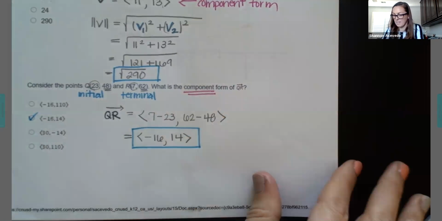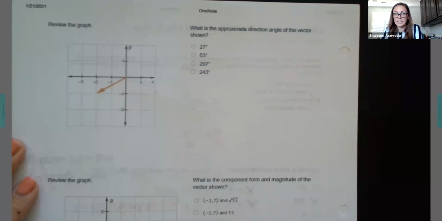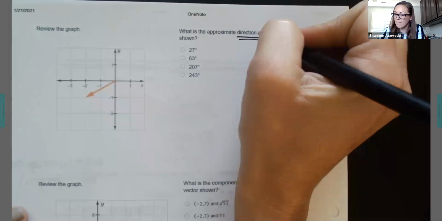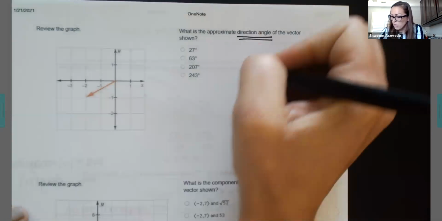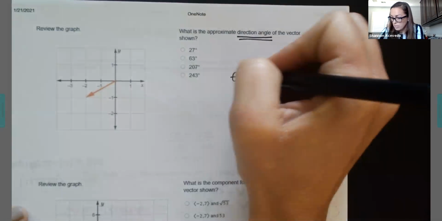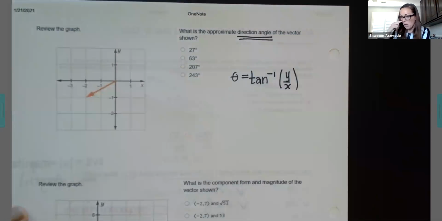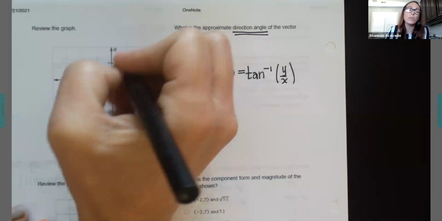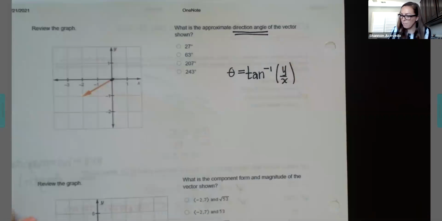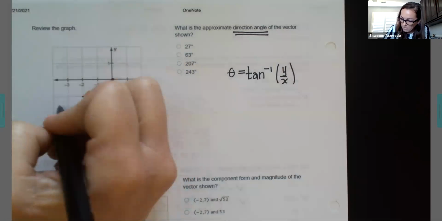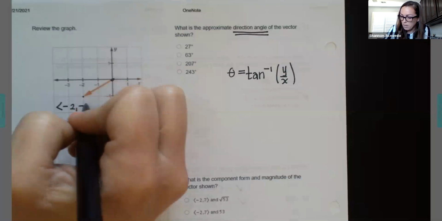All righty. So we saw one similar to this yesterday. It says, what is the approximate direction angle of the vector? So remember that direction angle is going to be tangent inverse of my y over x. Well, what is that y over x going to be? What am I using for that? Well, for these, they're always going to give it to us at the origin. So when I want to find the vector, it's just going to be wherever this point is. So this vector is going to be at -2, -1.